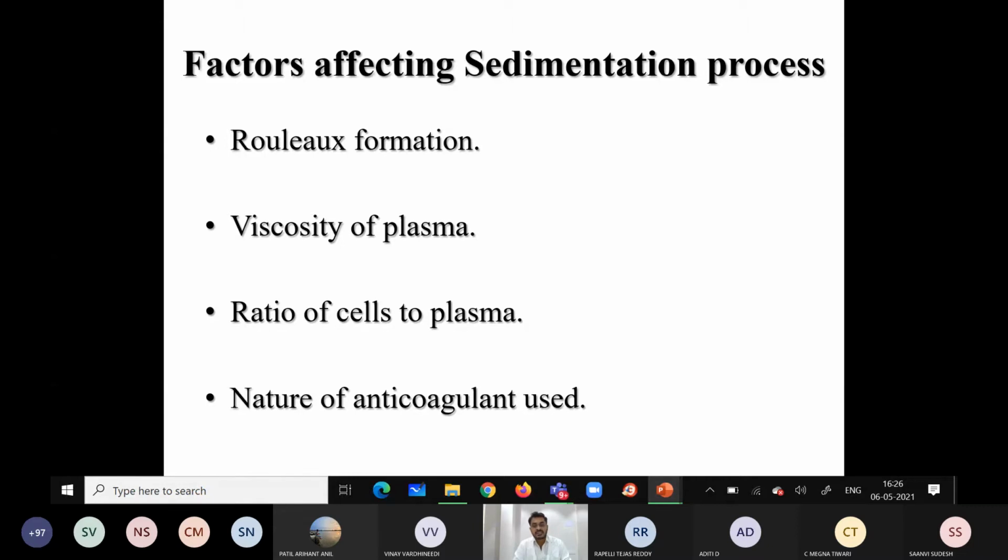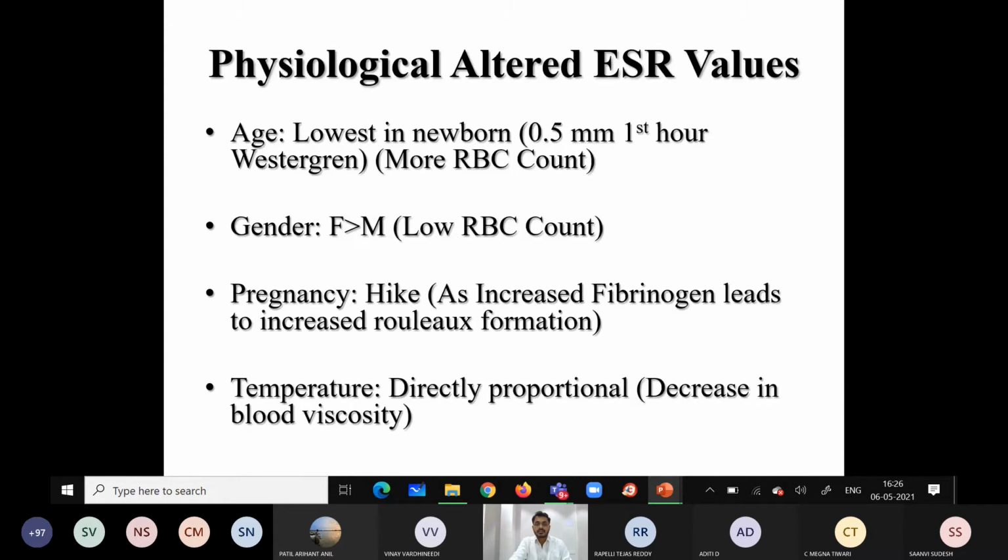So what are the factors that affect the sedimentation process? 4 factors can affect. One is Rouleaux formation, another is viscosity of plasma, the ratio of cells to plasma, and the nature of anticoagulant used.